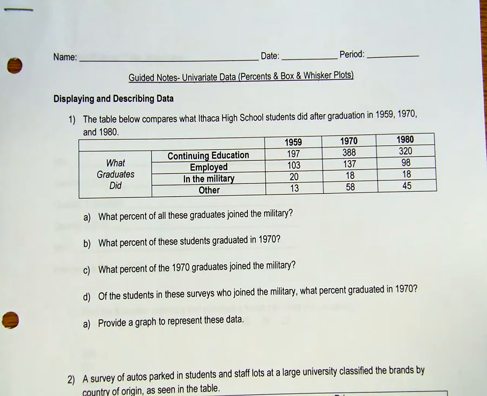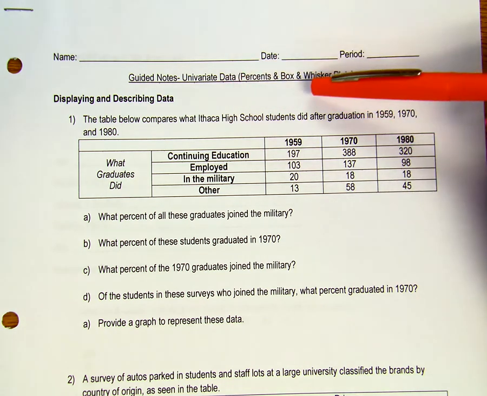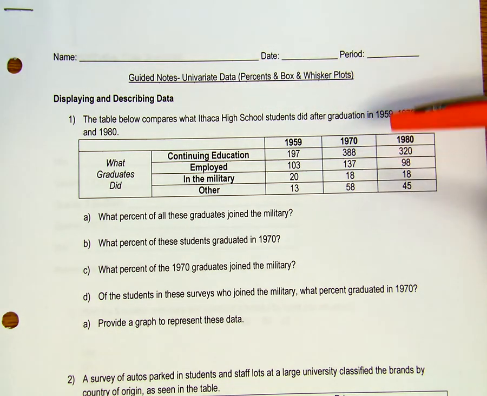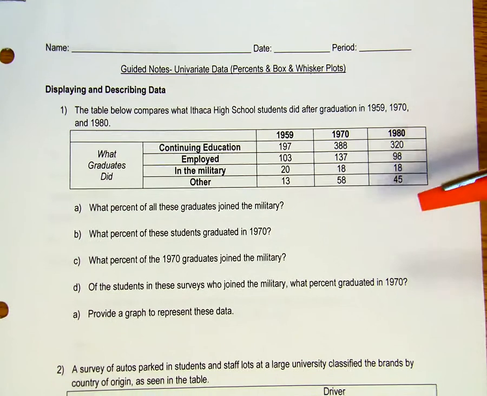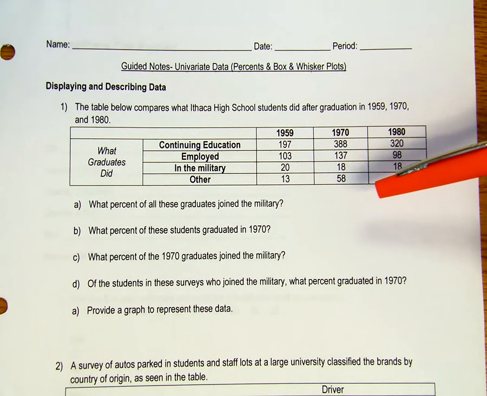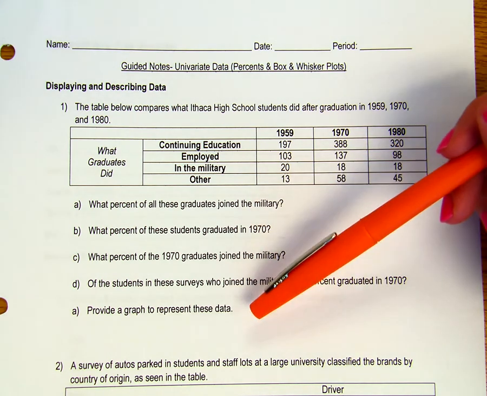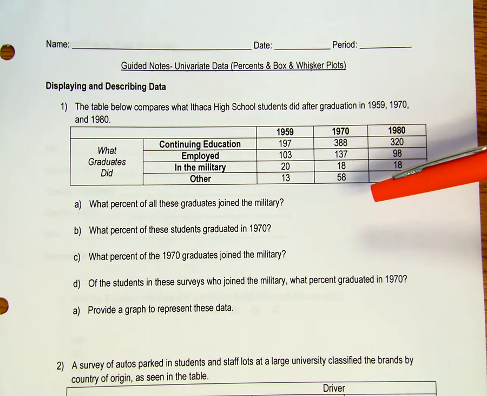Today we're going to continue with our univariate data notes, and you can see at the top we're going to be doing percent and then what's called box and whisker plots. So the first we're going to start with is the percents. In this type of question you're going to be given a table of information, and we're going to need to answer a bunch of questions about the table that we're given.